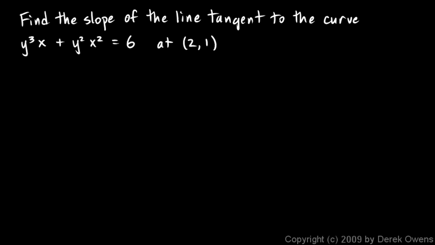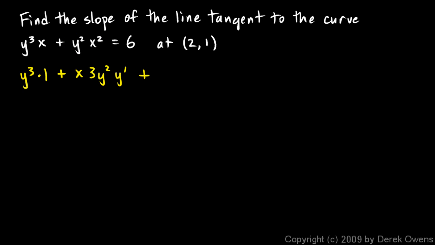So we're going to differentiate this implicitly, and when I do the derivative on the left side, I'll do the derivative of each term, and each term is a product. So I'll end up using the product rule 2 times. So over here, let's do the derivative of y cubed x. That's the first times the derivative of the second plus the second times the derivative of the first, which will be 3y squared times y prime.